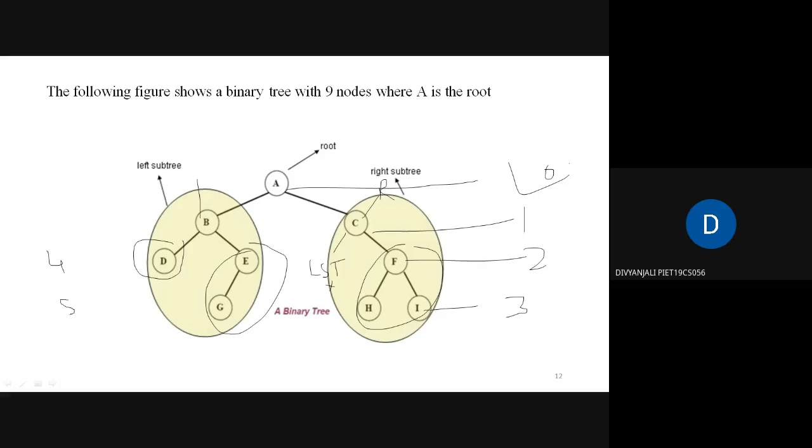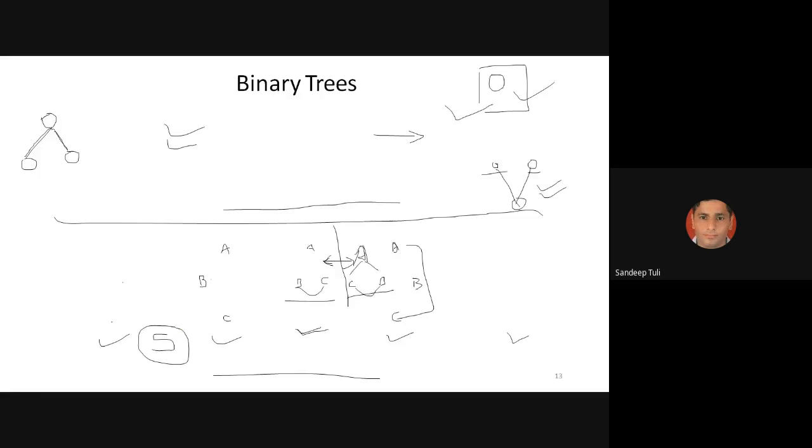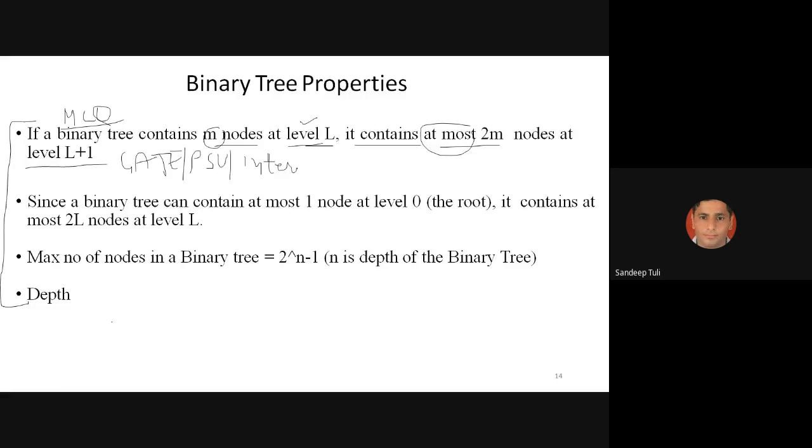8. For every node at level 2, there may be at most 2 children at level number 3. That's why the number of nodes at the next level will be at most double. Maximum we are talking about. It could be less than that, but it could not be more than that. That is what the property says.